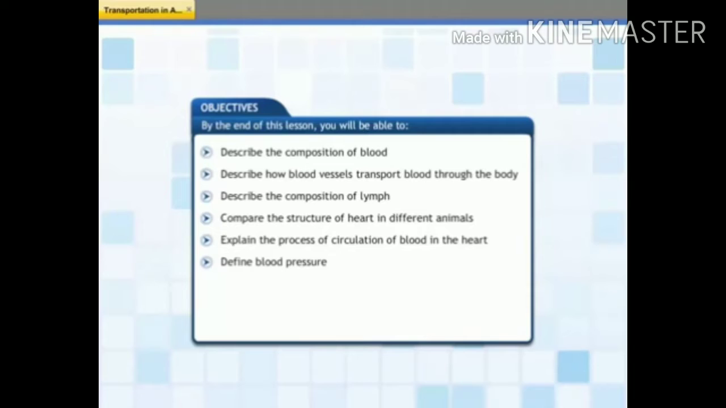By the end of this lesson, you will be able to describe the composition of blood. Describe how blood vessels transport blood through the body. Describe the composition of lymph. Compare the structure of heart in different animals. Explain the process of circulation of blood in the heart. And define blood pressure.